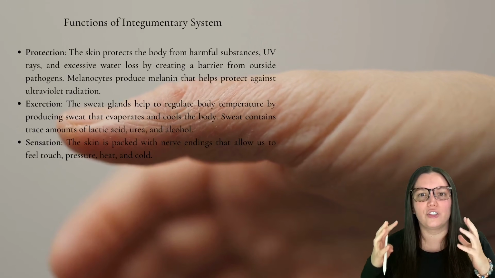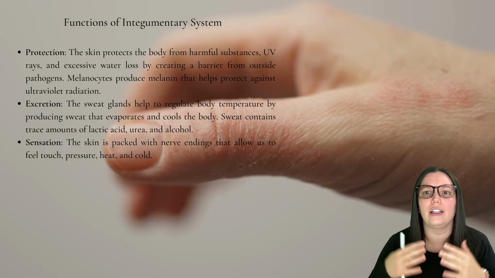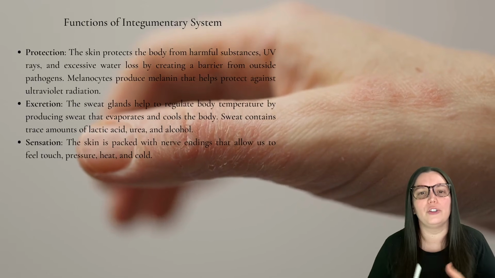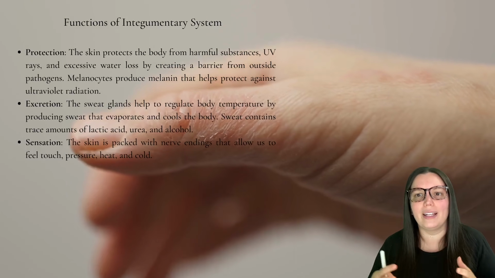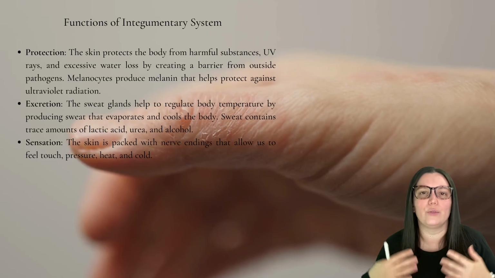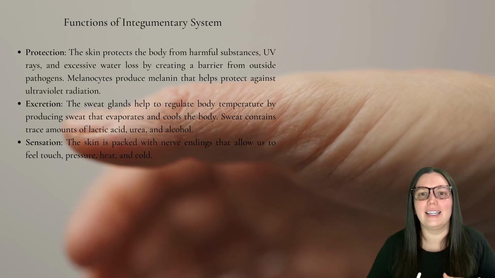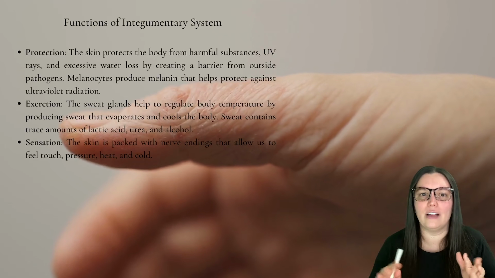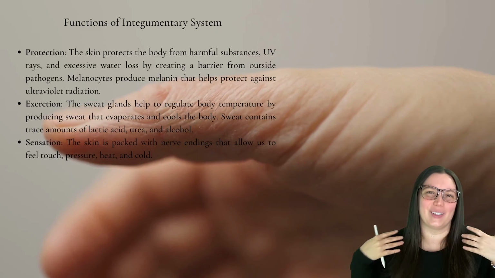Excretion. Excretion is primarily with our sweat glands, and that's what helps regulate our body temperature by producing sweat that evaporates and cools the body. Sweat contains trace amounts of lactic acid, urea, as well as alcohol. And then lastly, sensation. The skin is packed with nerve endings and allows us to touch, feel pressure, heat, as well as cold.